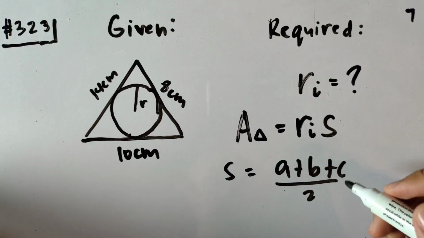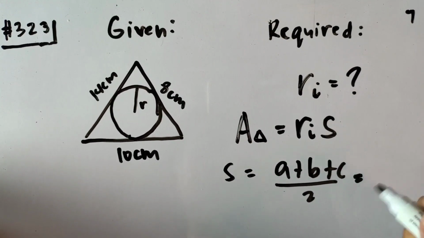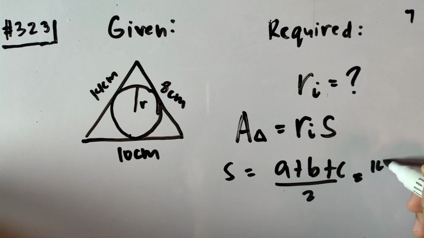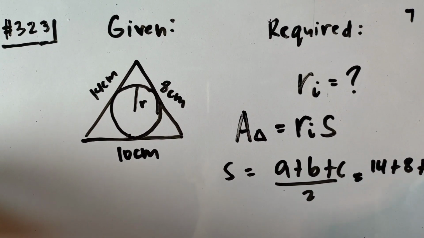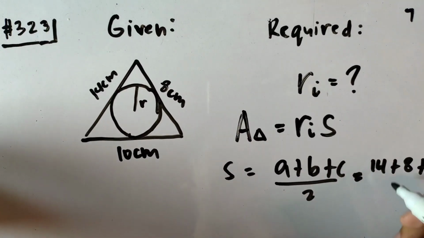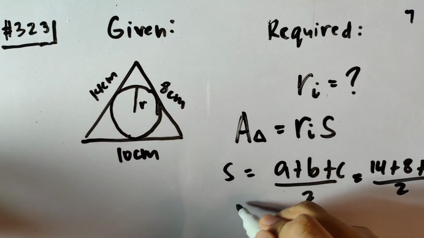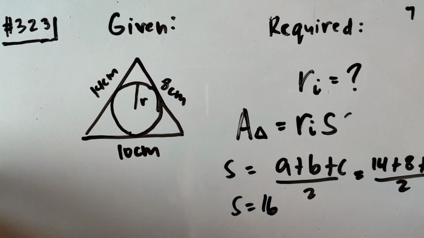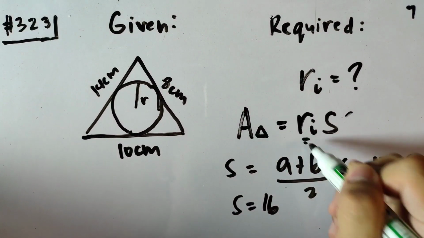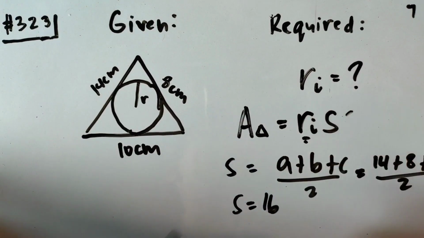So, madali lang to. Masasolve natin kaagad yung S natin. So, i-add lang natin yung 14 plus 8 plus 10. So, meron tayong 18 plus 14, 32. Divided by 2, meron tayong 16. So, ngayon, meron na tayong S. At ang required natin ay R. So, kailangan muna natin i-solve yung area ng triangle. Ito na lang hanapin natin.